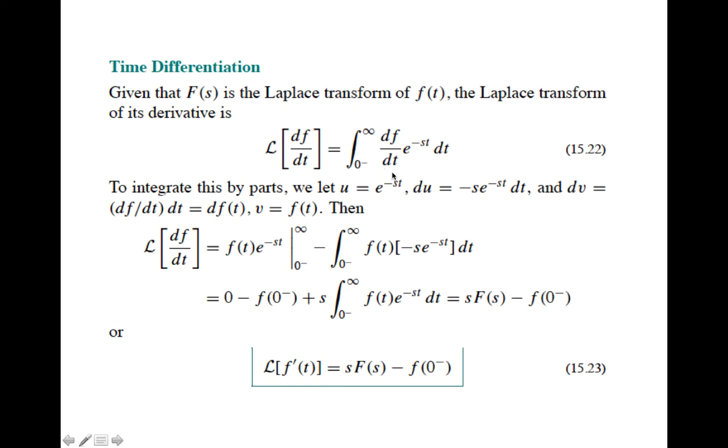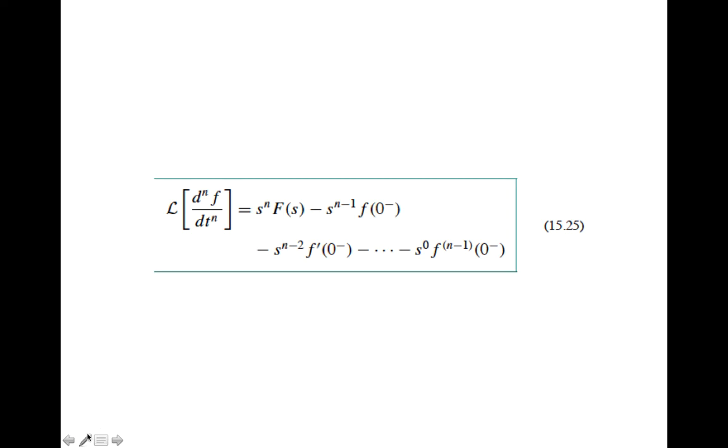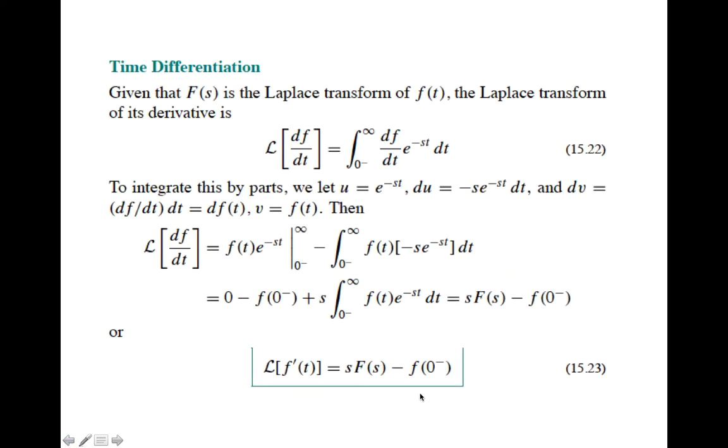If we were to plug df/dt into this integral, the way to solve it is to integrate by parts, letting u be e to the minus st and dv be df/dt dt. Then you can remember your formula for integration by parts and plug that in. After it's all said and done, if you have the first derivative of a function of time, you take that function of time and take its transform F(s), multiply that by s, and subtract off the initial condition.